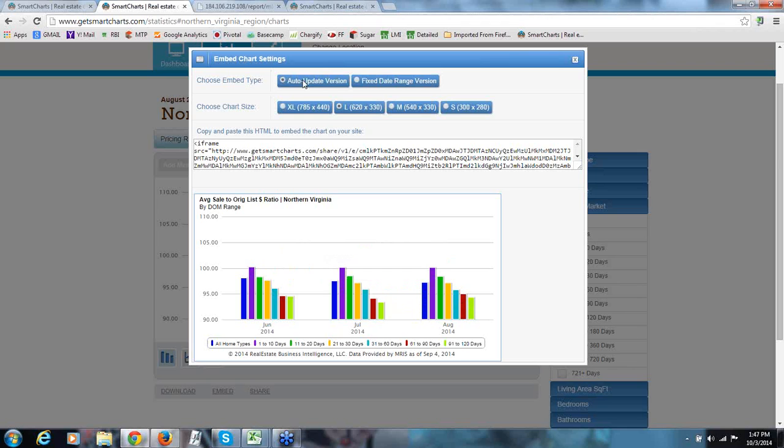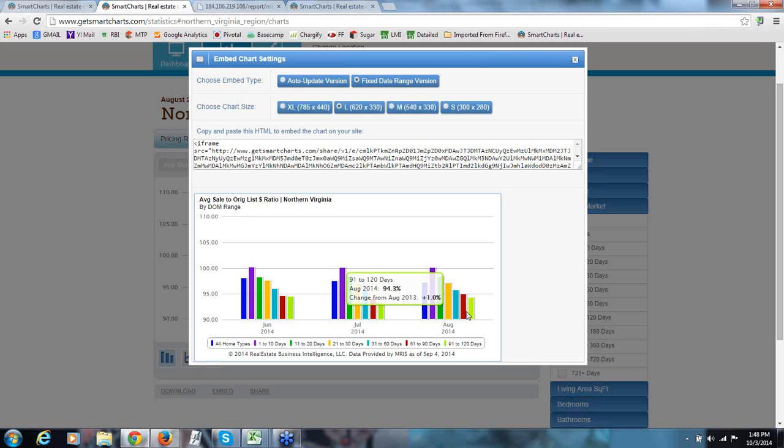There are two options. There's auto update version and there's fixed date range version. 9 times out of 10, our customers are going to use the auto update version. This is a set it and forget it kind of thing, where once our September stats come in on October 10th and they're in our system, your website will be updated. The fixed date range version will set this chart that you've embedded to always stay on the most recent month that was there at the time that you've embedded. So if I pick fixed date range version, throw this onto my website, August 2014, this chart is not going to continue to update.